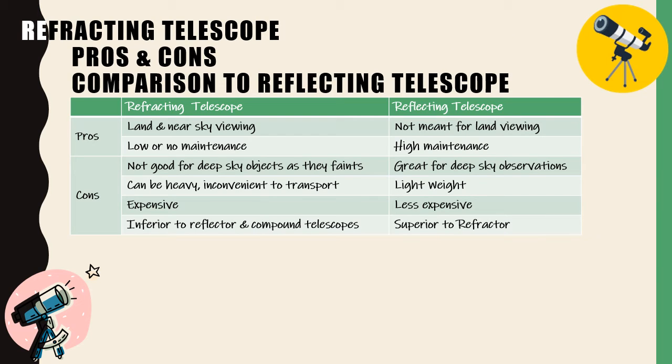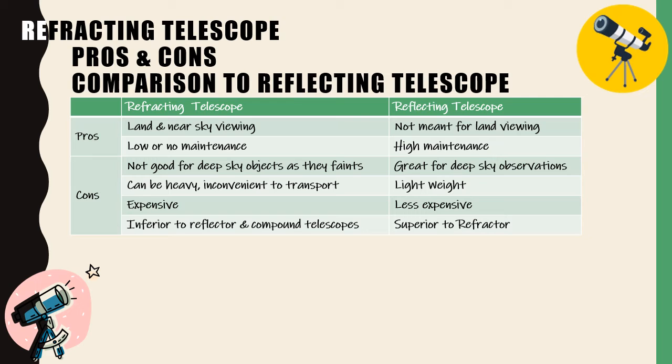Students, we will have a quick look at the pros and cons, or the comparison, of refracting and reflecting telescopes. A refracting telescope is used to view objects on land and in the near sky, whereas a reflecting telescope is always used for viewing astronomical objects and not meant for land viewing. Refracting telescope has either no maintenance or very low maintenance. In case of reflecting telescope, the maintenance is very high.